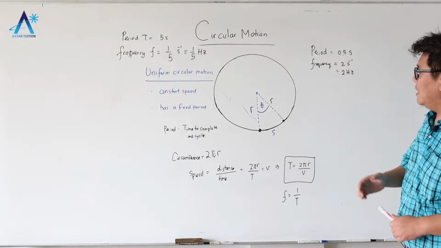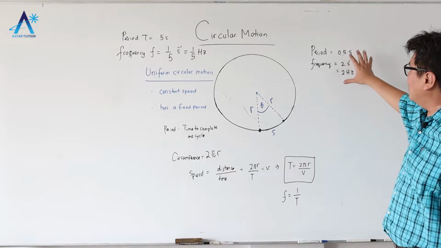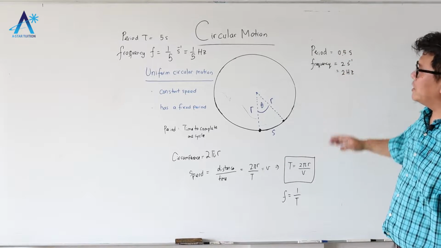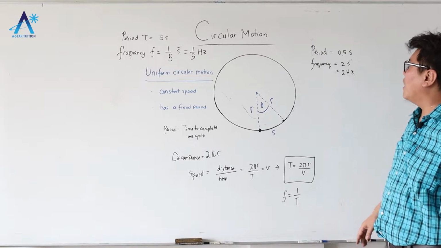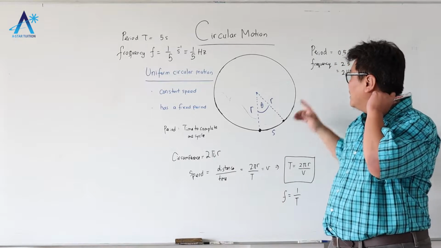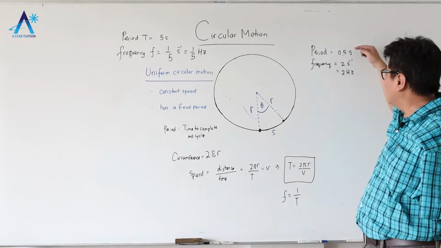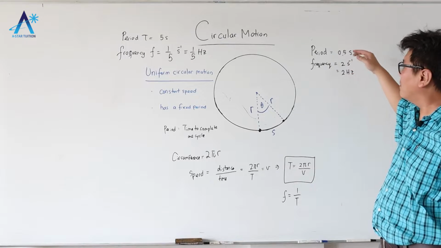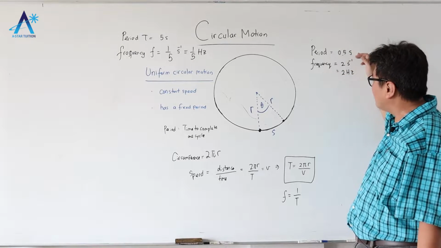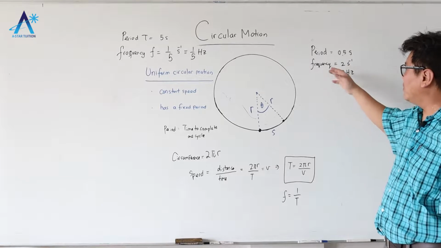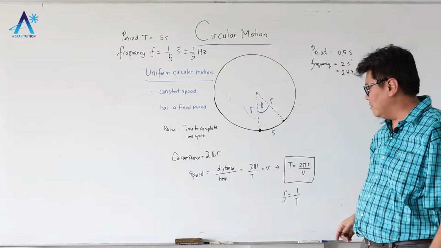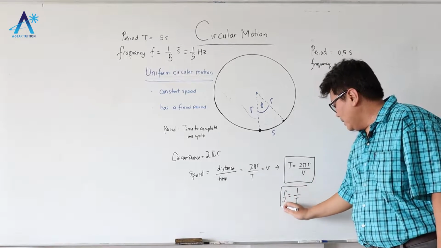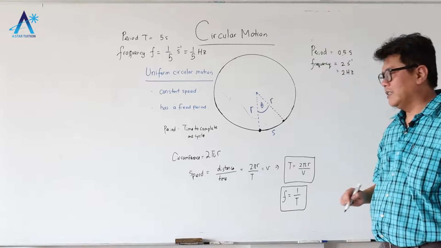So this is the explanation, or illustration, I should say, of how a period is related to the frequency. It's only the reciprocal. So the period is the reciprocal of frequency, and the frequency is the reciprocal of period. So therefore, this explains this equation.